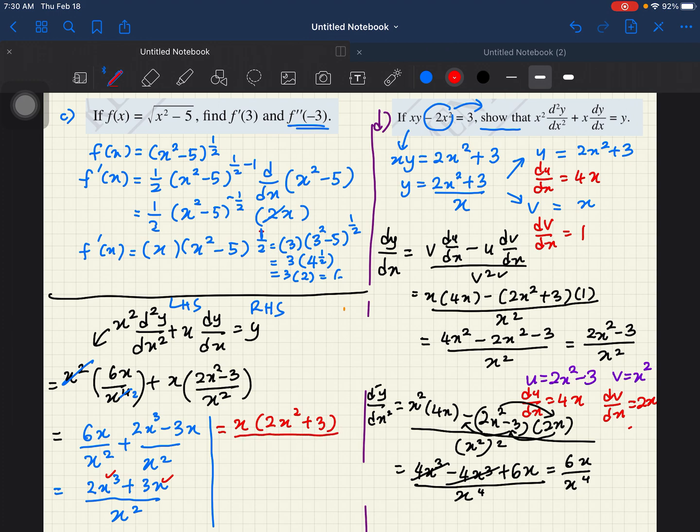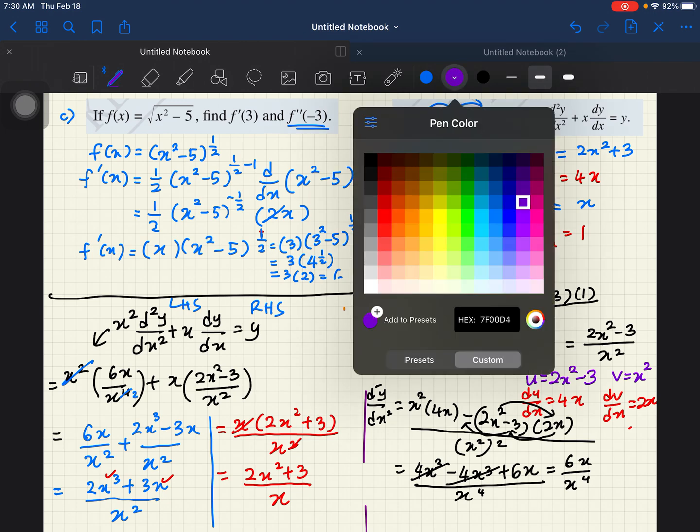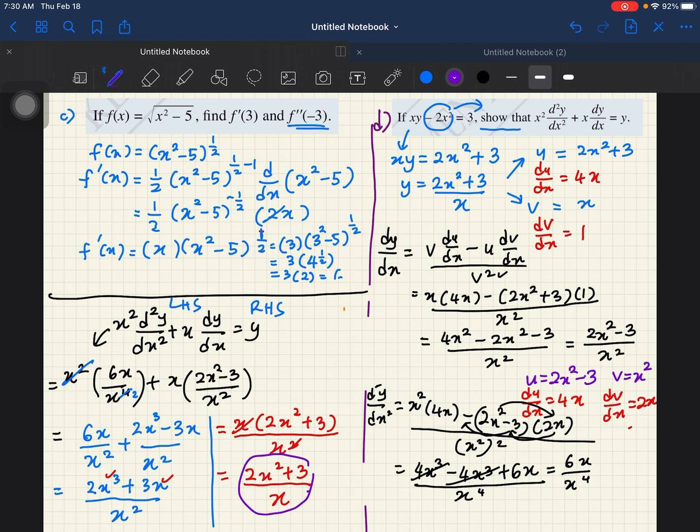I take out my x out. So, dia jadi x kuasa 2. So, ni I buang, ni tinggal 1. So, dia jadi 2x kuasa 2 tambah 3 per x. Miss kata dia sama dengan y. Tak sama pun. Okay. Sebenarnya, this is actually your y. Sama tak? Inilah kita punya y. So, we say that proved.